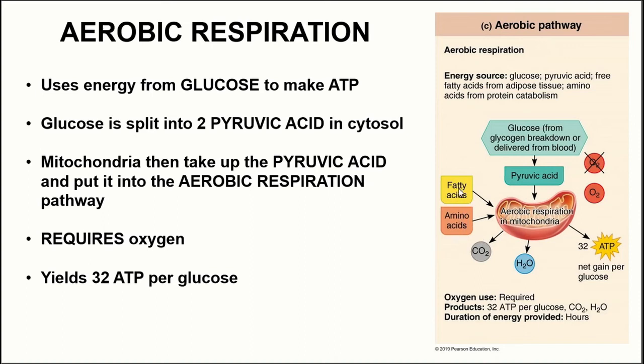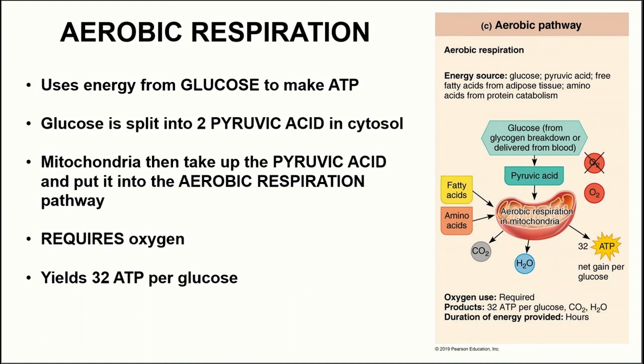This pathway can also make use of fatty acids and amino acids in addition to pyruvic acid, so it can take fatty acids and amino acids, bring those substances into the aerobic respiration pathway, and crank out ATP from them as well. So we not only can use glucose from this pathway, but we can also burn fatty acids and amino acids from proteins in order to make energy.